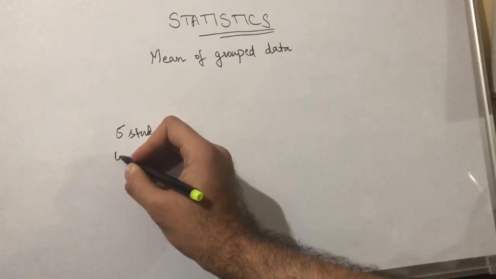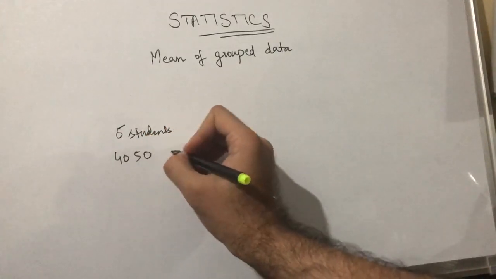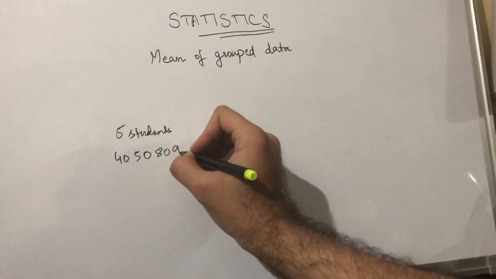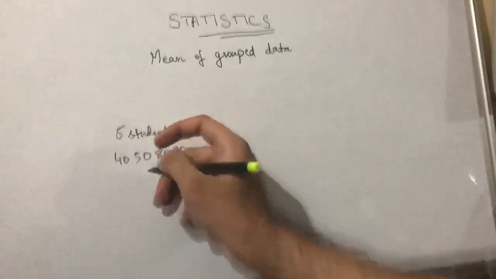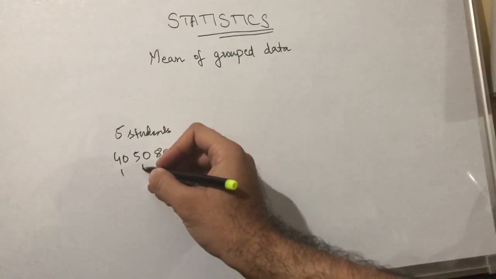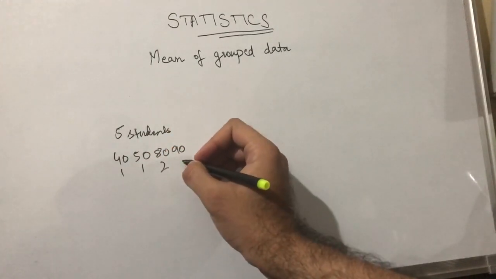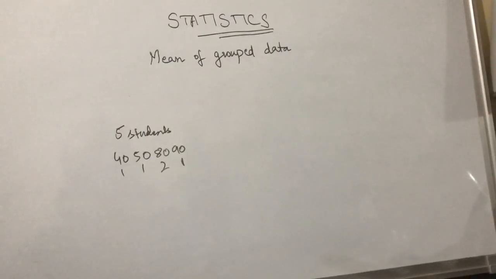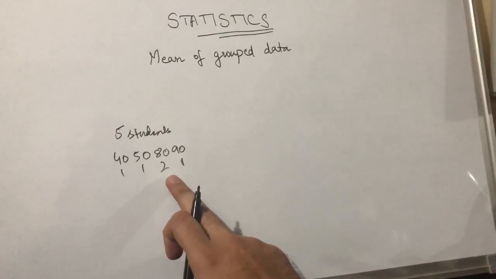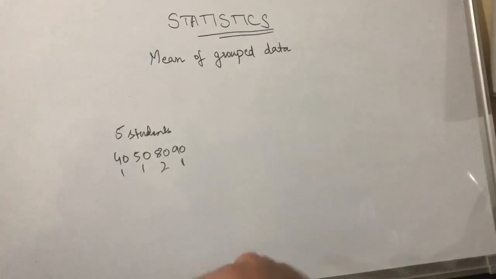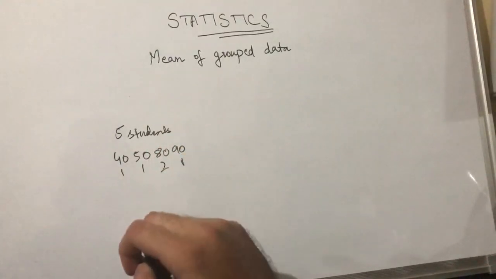So let's say one person gets 40, another one gets 50, and maybe 2 people get 80 and one of them gets 90. We know that there can be multiple students who get the same marks, right? So these are the 5 students who got the marks.